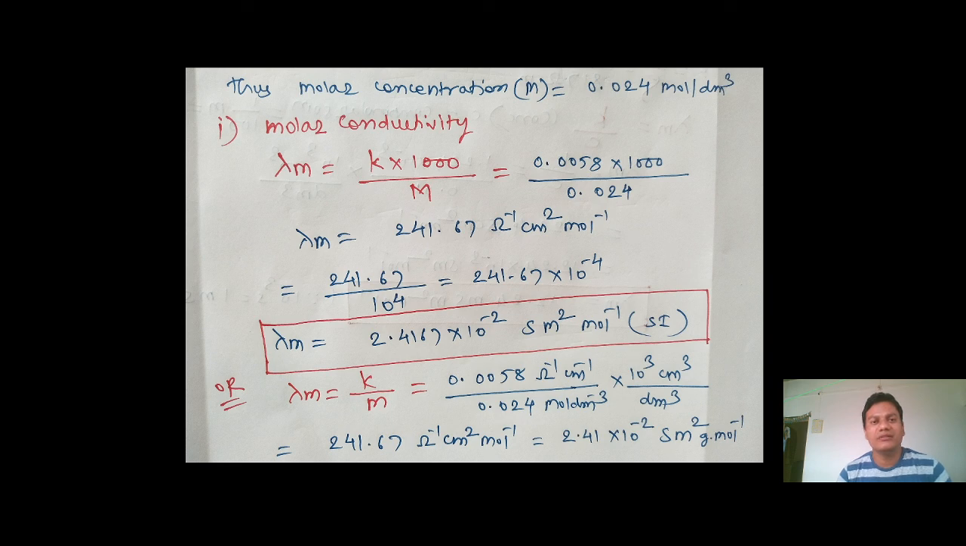With the help of this, you can calculate molar conductance. The simple formula is lambda m is equal to K into 1000 by capital M, that is the molarity, the concentration which we have determined earlier. So it is 0.0058, that is the value of K, into 1000 by 0.024. After calculation, you will get the answer 241.67.